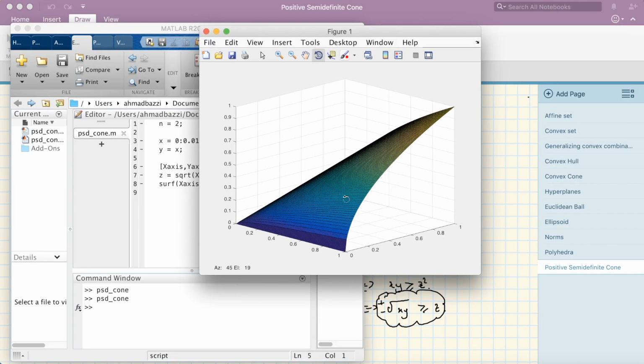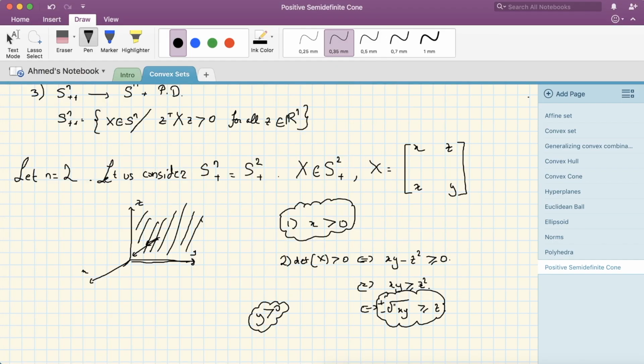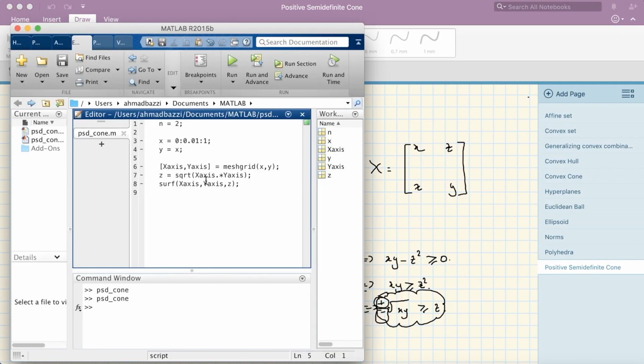Okay, this is one part of it, right? Because as we said right here, we've got the plus and we've got the minus, right? So we have to also plot the negative part of it, right? So a quick trick over here would be something like this. So I could surf again, x-axis, y-axis, and minus z.